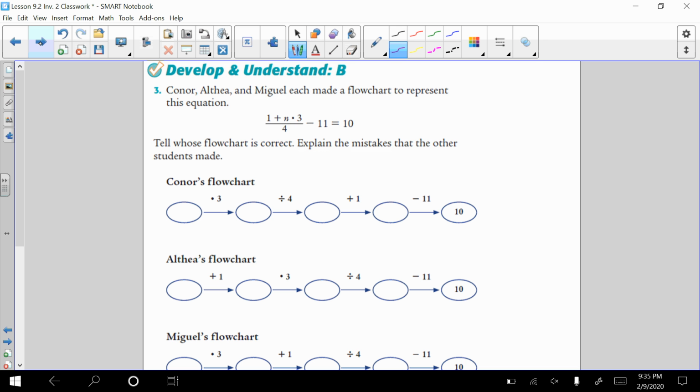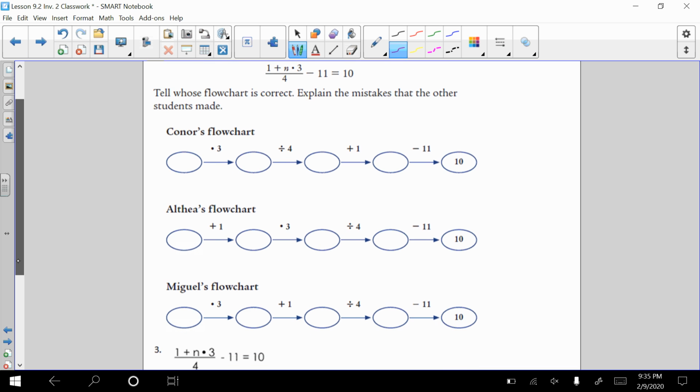Now we have Connor, Athena, and Miguel. They each made a flow chart to represent this equation: 1 plus n times 3, all divided by 4, minus 11 equals 10. Look at Connor's flow chart. Well, Connor has to make sure he's following PEMDAS rules. He multiplied by 3, then divided by 4, then added 1, then subtracted 11.